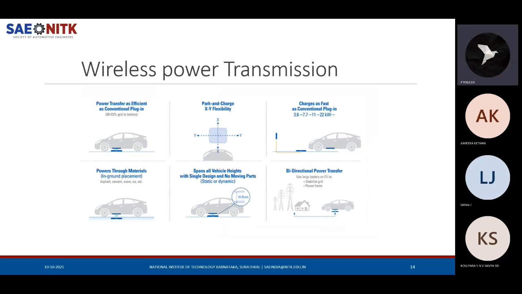Wireless power transmission. Here we can see a car and how this charging system works. There is flexibility in the XY coordinate, and also considering the roof clearance, the system spans all vehicle heights with a single design and no moving parts. There is also a proposition for moving parts in the charging system in case the roof clearance is far and the efficiency falls down.